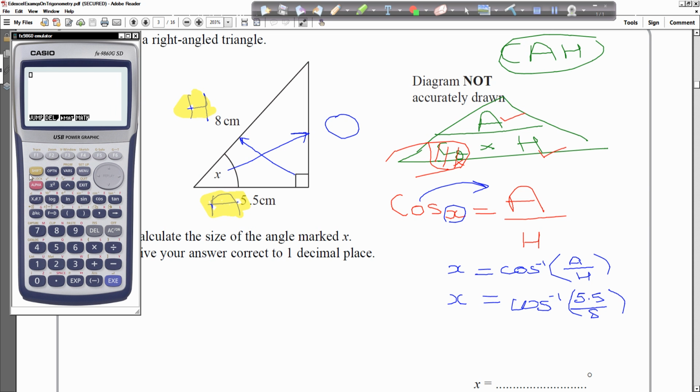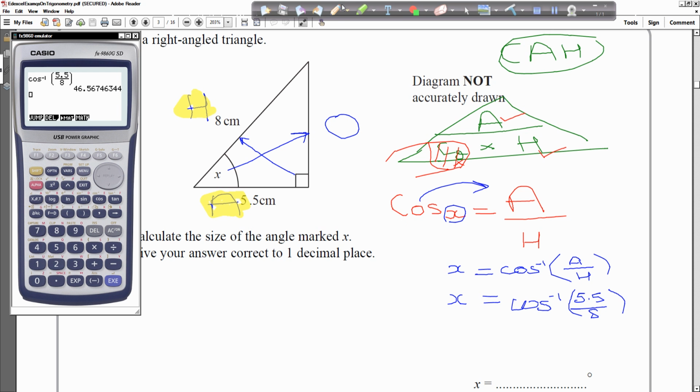Okay, so you press shift, cos. Now you're going to put brackets, and then you press the fraction button. As we see it, we type it in. 5.5, then the replay button to bring it down to the bottom, which is 8. Replay and close the bracket.